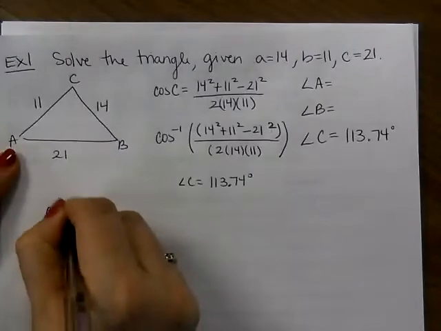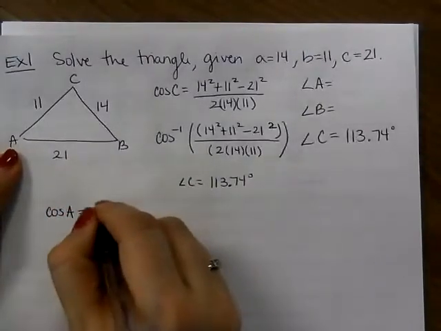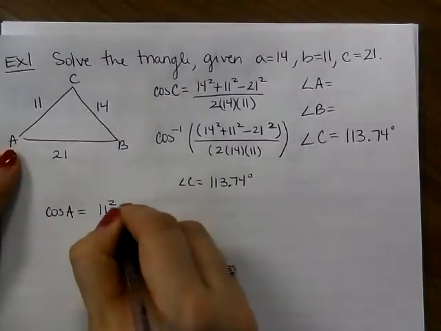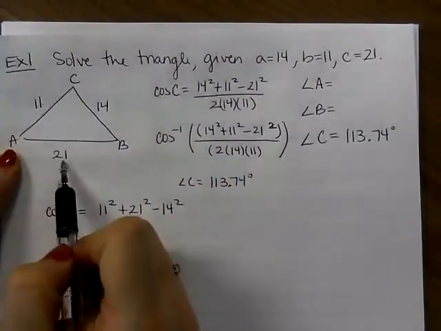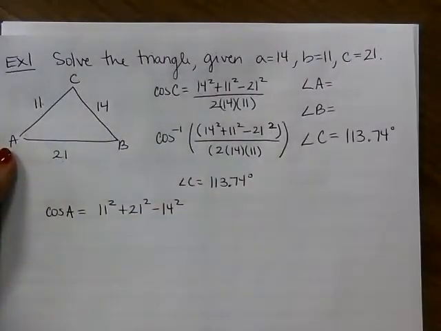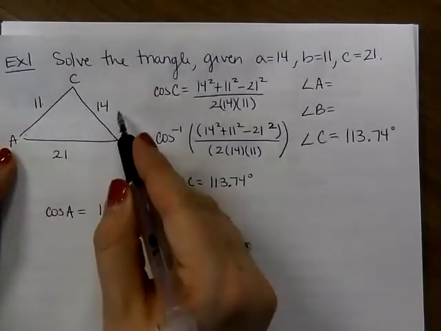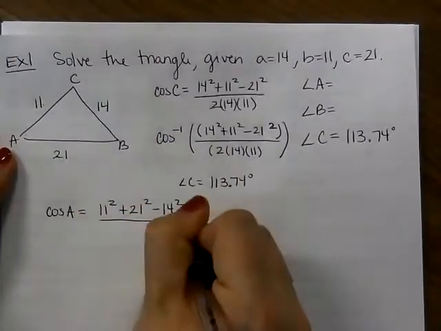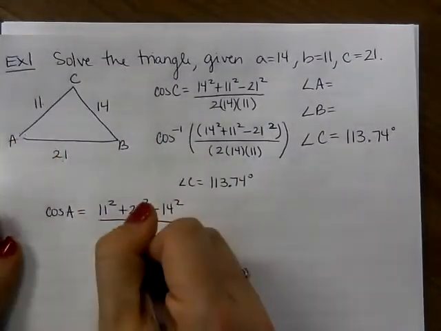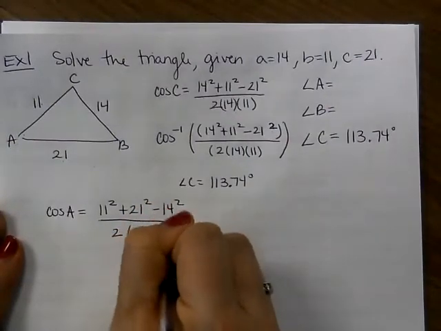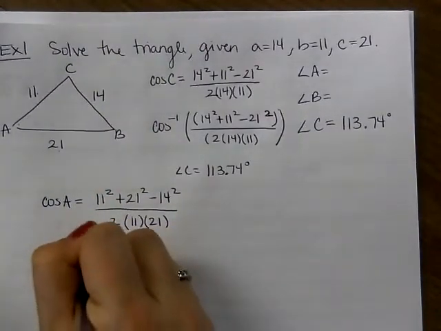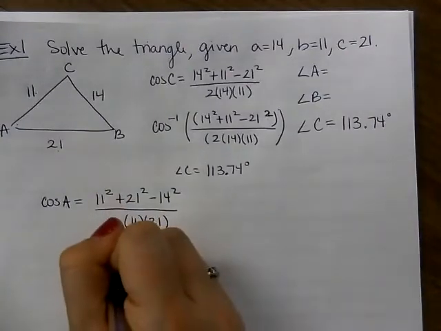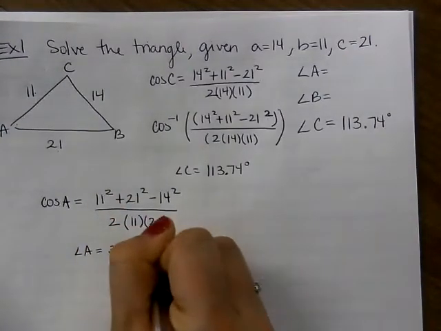So we're going to do the same thing. The cosine of A equals, let's see, we're going to do 11 squared plus 21 squared minus 14 squared. So you do the two sides next to the angle, squared and added together, then you subtract its side squared, divided by 2 times those two adjacent sides. All right, again, make sure you have your parentheses in the right place, make sure you're using the inverse. This time I got 37.608 degrees.